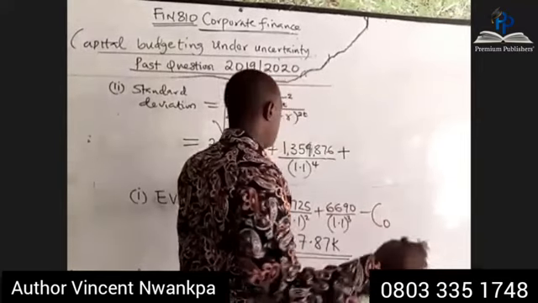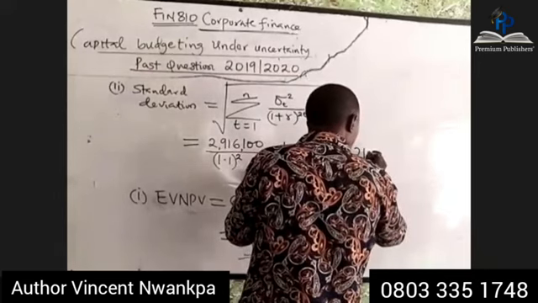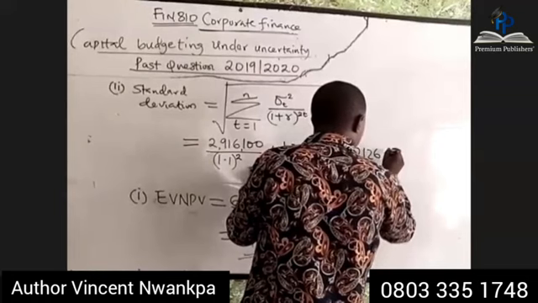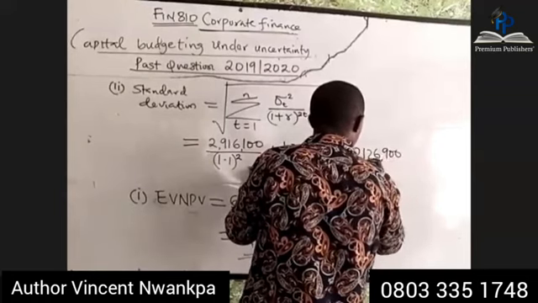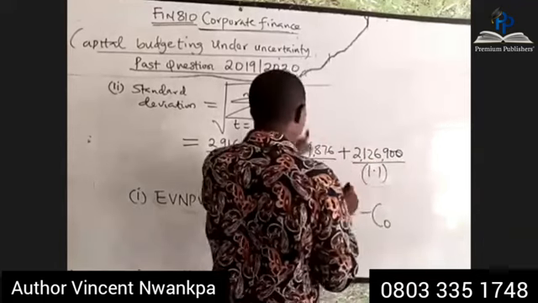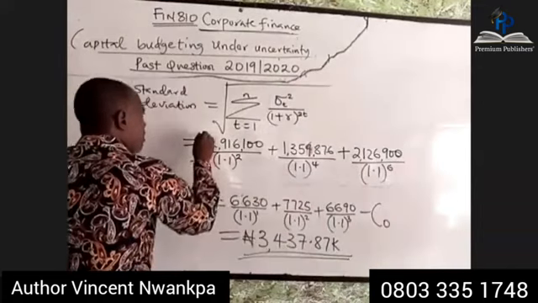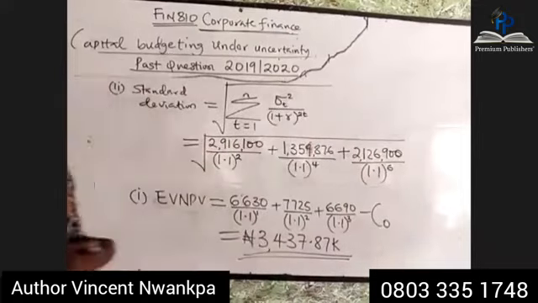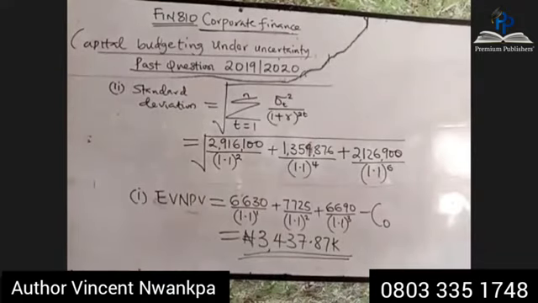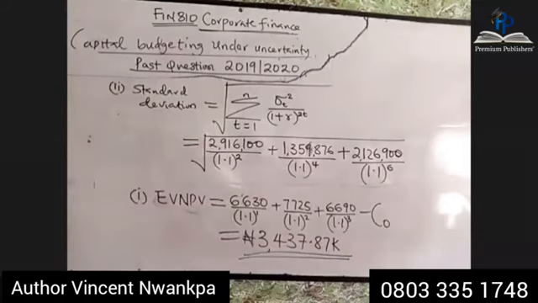The last one: 2 million 126,900 over 1.1. You know this is year 3. Yes, we are following, I believe. So all we need to do now is this over this. Let's know the value. Somebody help us.